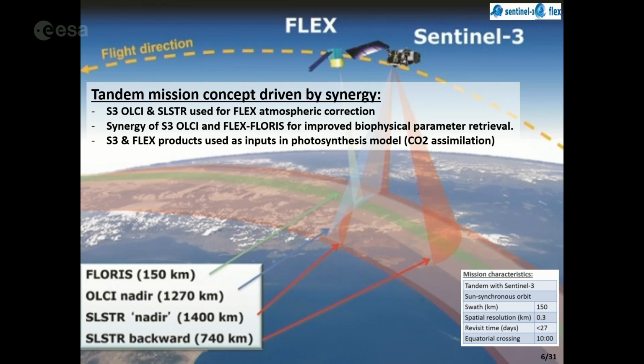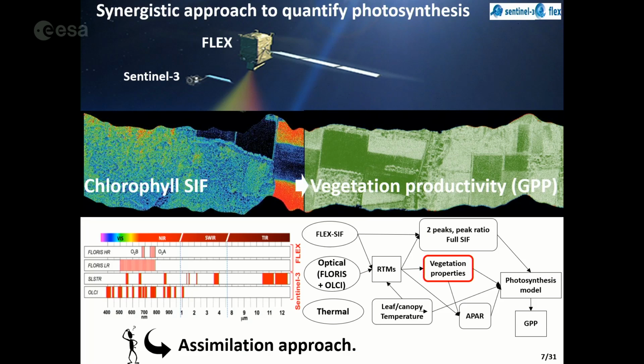So that's why FLEX will fly in tandem with Sentinel-3, and this is a truly synergistic mission. We do synergy for atmospheric correction. We make use of both data types for these plant vegetation properties retrieval, LAI, chlorophyll, and so on. And at the end, all this data is being put together into a simulation system, into a photosynthesis model in order to derive GPP, for instance.